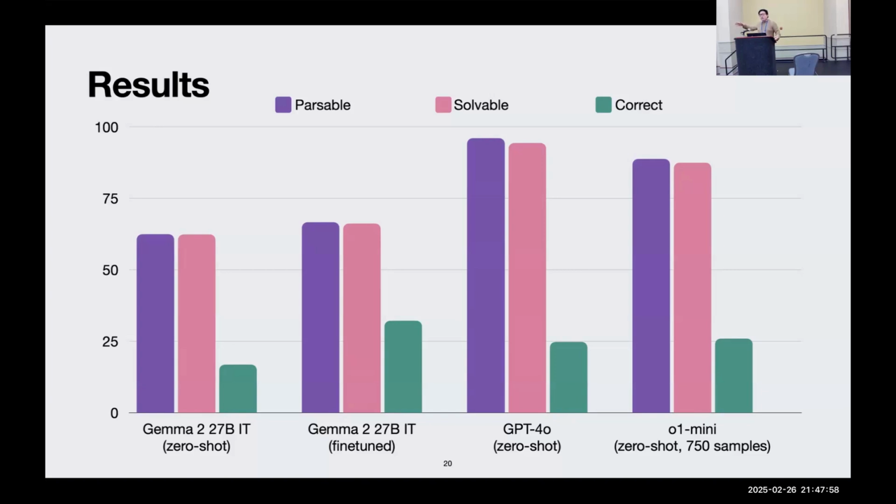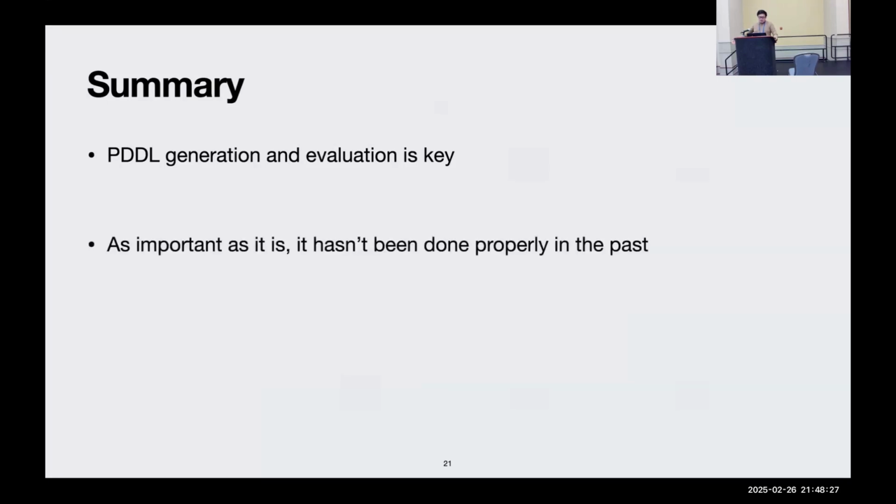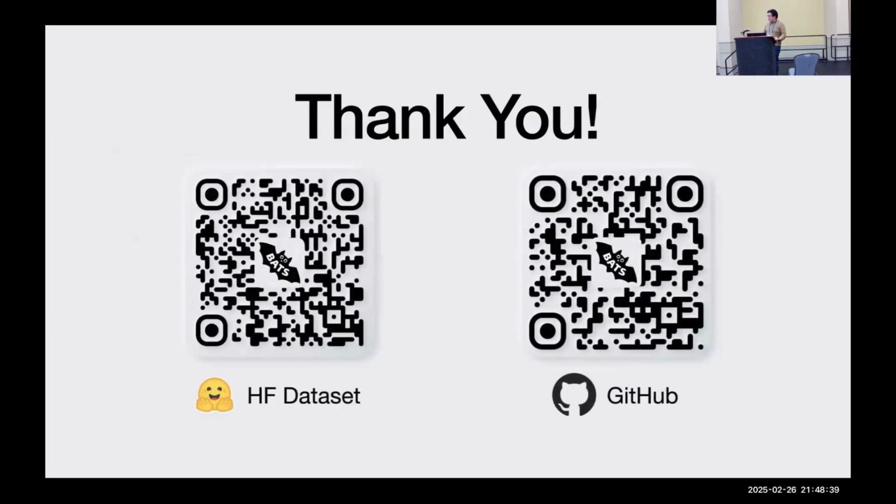So prior works were looking at solvability. We're looking at correctness. And if you look at correctness, you see that, yes, these models are great at generating PDDL, but they're not generating the PDDL that you want it to generate or you care about. And this is the big conclusion of our paper. And just as a summary, PDDL generation and evaluation is key if we want to continue to use the tools that we had built and the benefits that come from them. And as important as it is, we hadn't been doing it properly in the past. And when we do look at it properly, we see that LLMs seem like they perform well, but they actually don't perform as well as you might think.